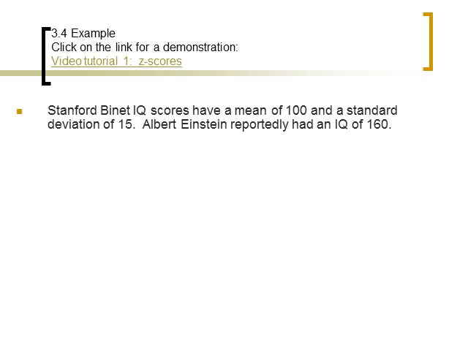Now in this example, we're going to look at Stanford-Binet IQ scores, which is the standard IQ test. And the standard IQ test has a mean of 100 and a standard deviation of 15. And Albert Einstein had an IQ of 160, and he was reportedly a genius.